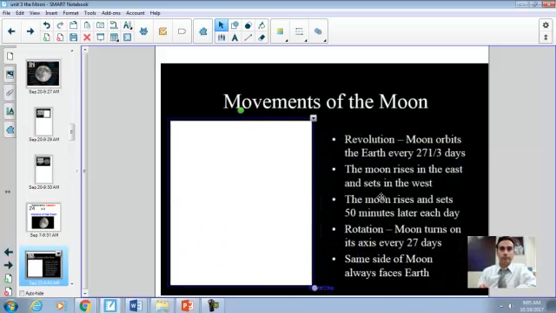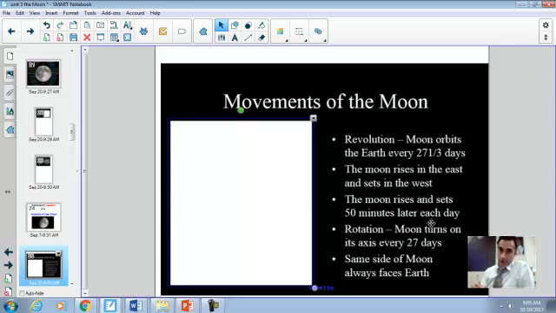So, first, revolution. This is the moon orbiting the Earth. The moon rises in the east and sets in the west, just like the sun as well as our constellations. And the moon rises and sets 50 minutes later each day. So after your full moon, when you would have a waning gibbous, and then later a last quarter, and then a waning crescent, it's later and later in the evening, or depending on how you look at it, early in the morning.